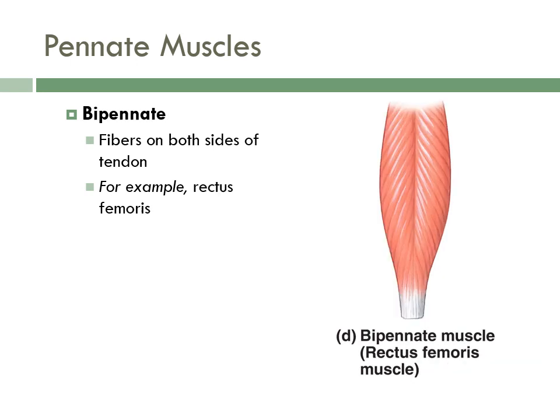Bipennate means there's fibers on both sides of the tendon. So the rectus femoris is an example of a bipennate muscle. We see the tendon here, but then that tendon also runs straight up the middle like that. So then you can see that the muscle fibers are coming off of that tendon at an angle.